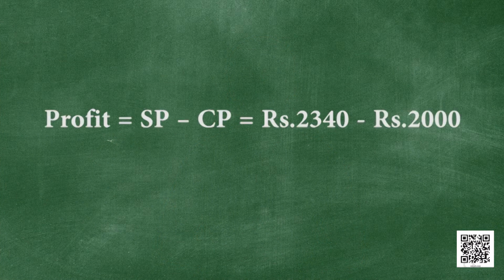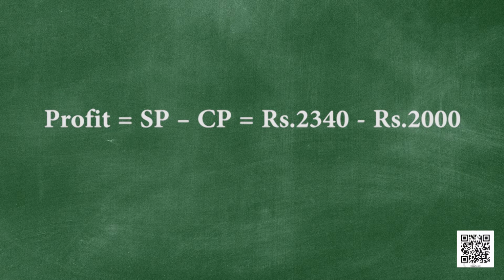Students, we had found that cost price is rupees 2000 and selling price is rupees 2340. So, on comparison of cost price and selling price, we observe that selling price is greater than cost price. Since selling price is greater than cost price, the shopkeeper made profit. So, let's find out the profit percentage. To find out profit percentage, let's find the profit.